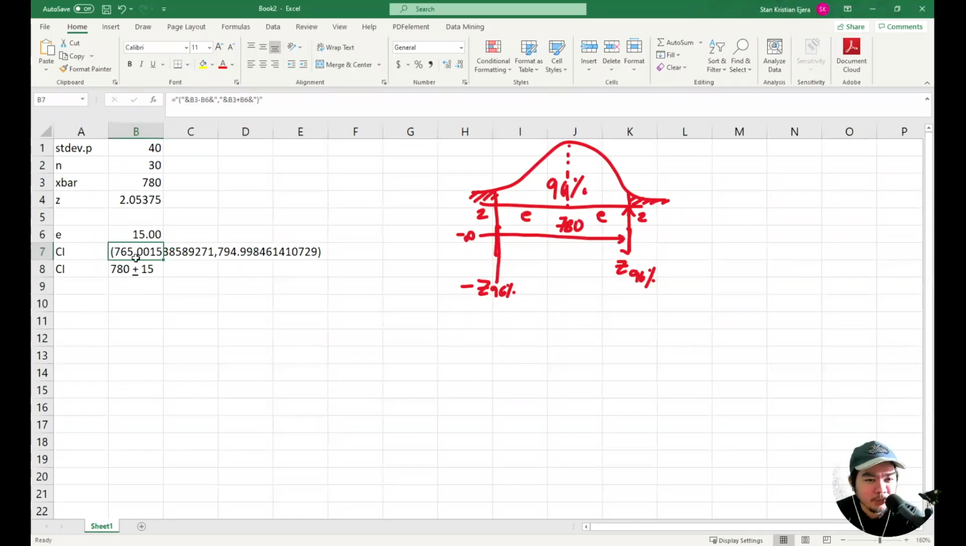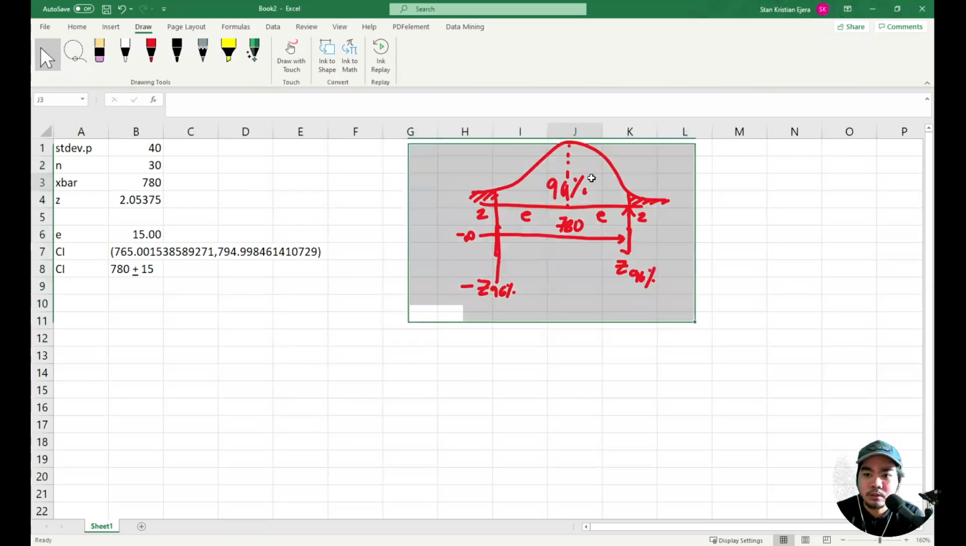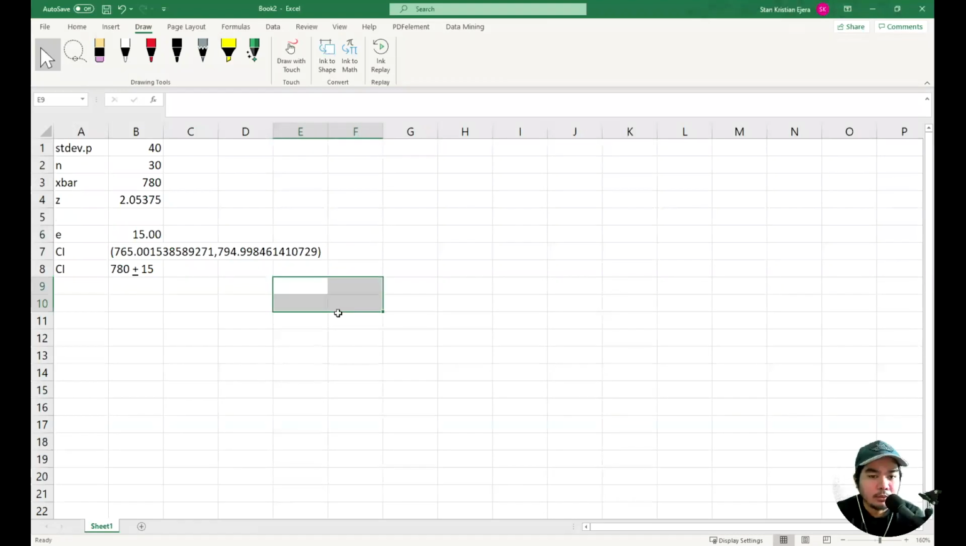Pwedeng ganito na form as an interval or as a range from the lower limit to the upper limit, or pwede rin as a interval in terms of plus minus. Okay? So ganyan kayo nagsusulat ng final answer, no. Okay, so burahin ko muna to. So okay tayo sa first example.